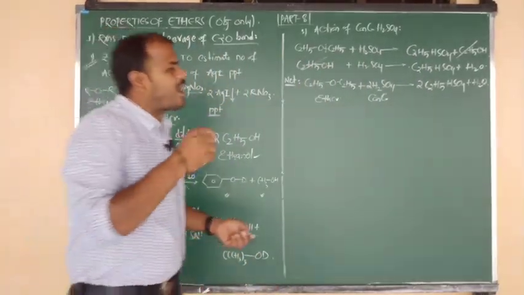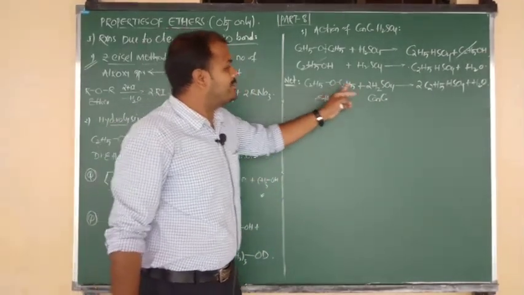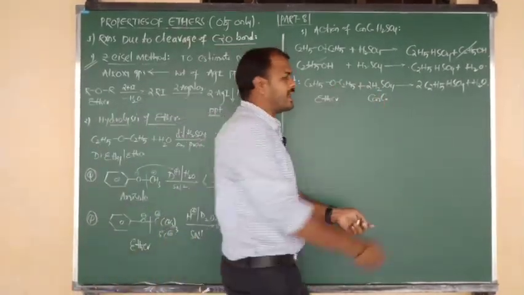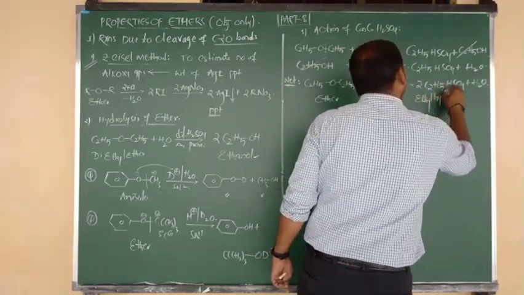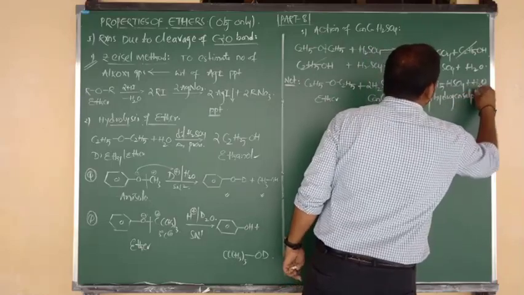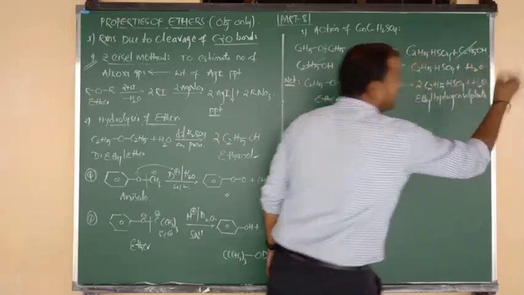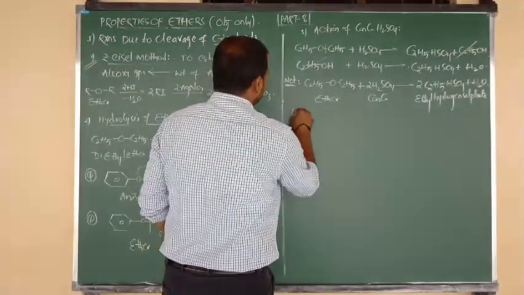So what will be the final statement here? Ethers on reaction with concentrated sulfuric acid form the product ethyl hydrogen sulfate, and we can also say that ethyl hydrogen sulfate undergoes a dehydration mechanism. Okay, next, let us go to the fourth reaction.